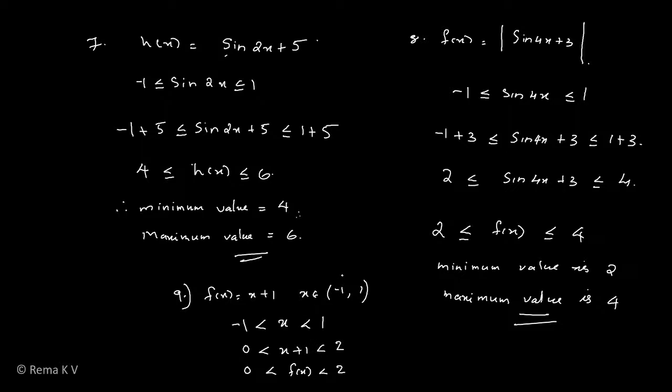Always remember this one. If we consider an open interval, we write this inequality as a strict inequality. So here minus 1 less than x less than 1. It is not equal to. But in these two cases, here it is less than or equal to. That means h of x has a value 4. But here we cannot say such a value for f of x. A particular value we cannot specify here for f of x because 0 less than whatever be the number in between this 0 and 2.